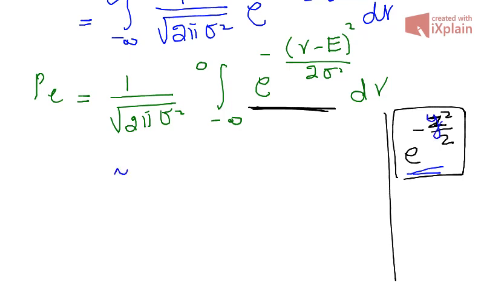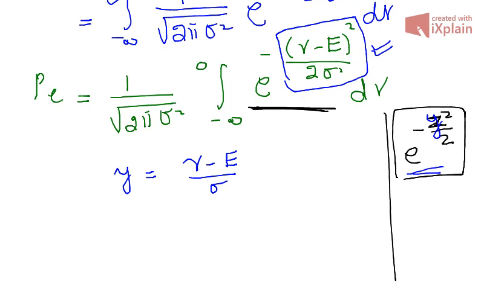So I have to choose the variable y, which should be equal to (r minus e) over sigma. If I choose this variable y, just by observation, I want to write it as y square over 2. So we can write it in the form of y square over 2 if we choose y equal to (r minus e) over sigma. Now you can clearly see that this is equal to y square over 2. So when we change the variable, instead of (r minus e) over sigma, we would write y. So dy is equal to 1 over sigma dr. So we are changing this variable.